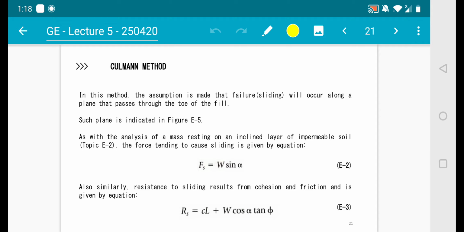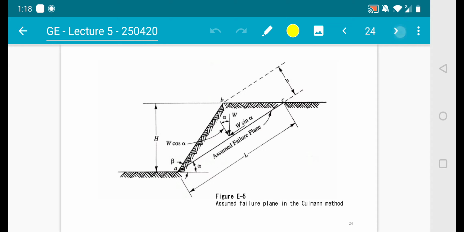Now let's first look at Culmann's method. In this method, the assumption is made that failure sliding will occur along a plane that passes through the toe of the slope. So you should know where the toe is, and you should also note that this is a plane, meaning a straight line. Such a plane is indicated in figure E5. If you look at figure E5, this is such a plane.